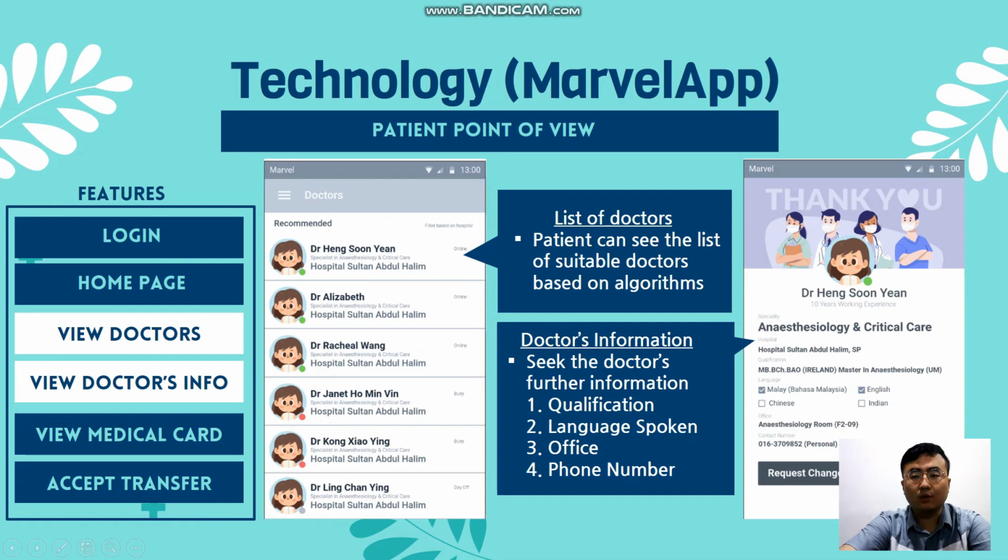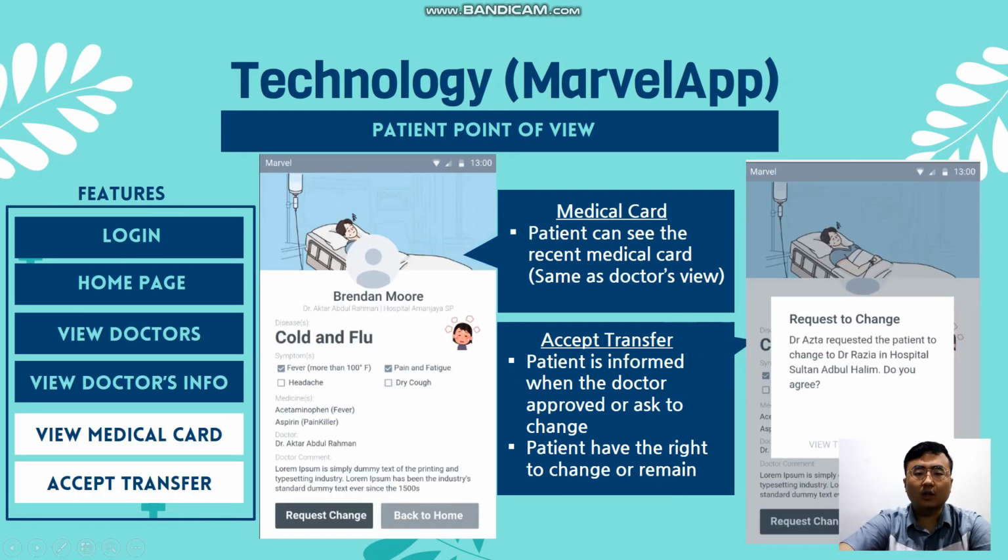Next is view doctor and view doctor info. View doctors is a list of doctors suggested by our algorithm. The doctor information gives further details like qualifications, languages spoken, office, and phone number. Next is the medical card. The medical card is similar to the doctor view. You have the medical card with, for example, the disease, the symptoms, the medicine, the doctors, and the doctor's comments.